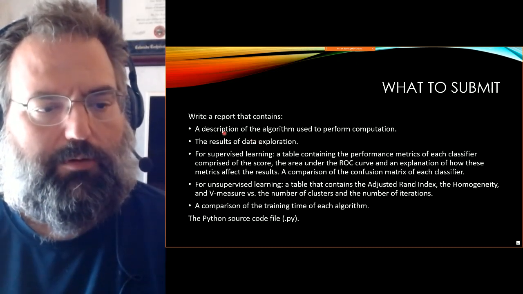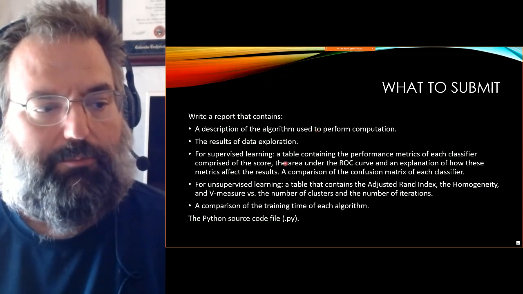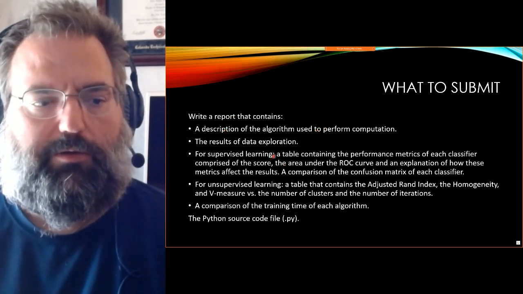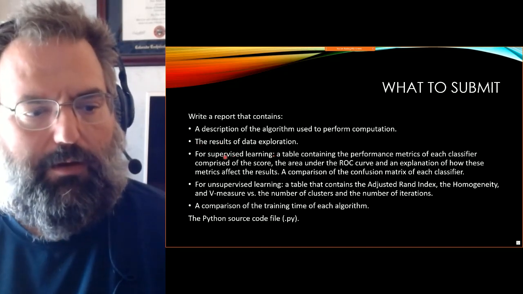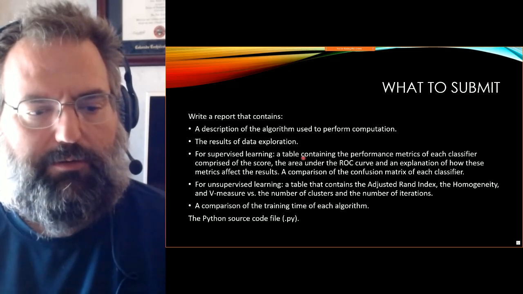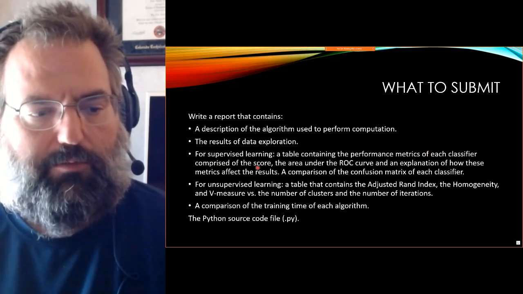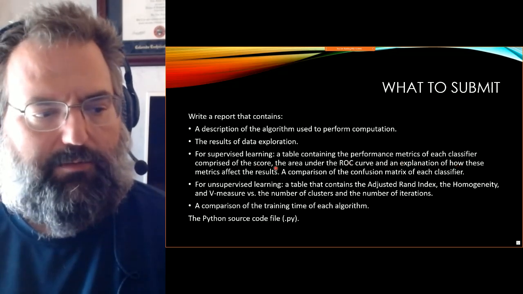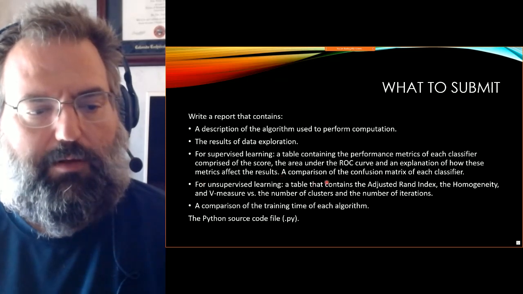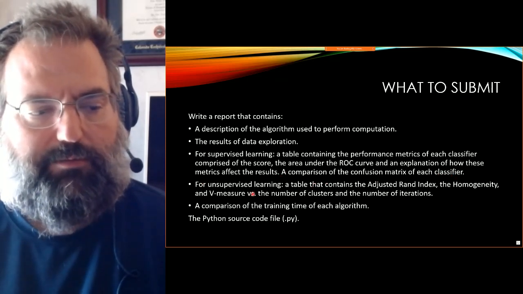So a report that's going to talk about each one of those algorithms used to perform the computation. So a brief description of what each one of those algorithms does, the results of the data exploration. For the supervised learning ones, a table containing the performance metrics for each of the classifiers comprised of the score, the area under the ROC curve, and an explanation of how these metrics affect the results. Also a comparison of the confusion matrix for each classifier.